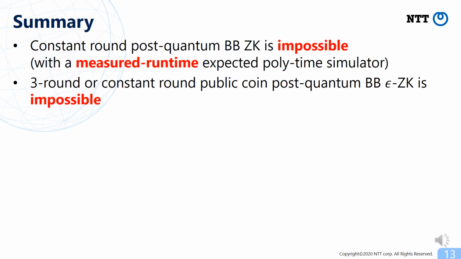Let me summarize my talk. We showed that constant round post-quantum black box zero knowledge is impossible with a measured runtime expected polynomial time simulator. And we also show that 3-round or constant round public coin post-quantum black box epsilon zero knowledge is impossible.